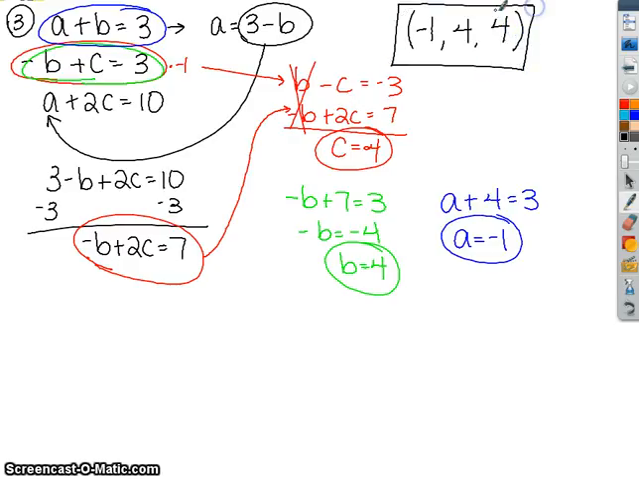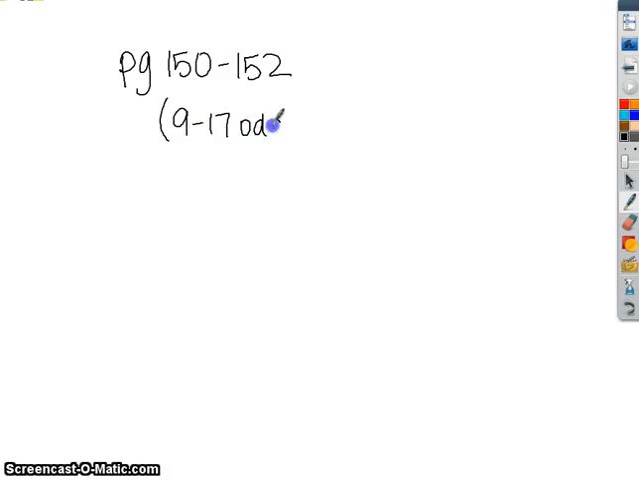There it is. Now again, if you need to rewind this at any point, please do. For your assignment today, you are going to be on page 150 to 152, numbers 9 through 17, the odds. It's not too many, I know.